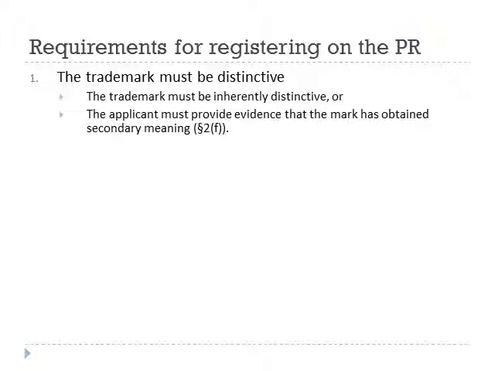If it's a mark that is not distinctive and hasn't obtained secondary meaning yet, you cannot register on the principal register. So if it's some kind of made-up name, then most likely it's going to be inherently distinctive. If, however, it's Brigham's Ice Cream Store or some descriptive trademark, you're going to need evidence that it has obtained secondary meaning before you're going to be able to put it on the principal register.